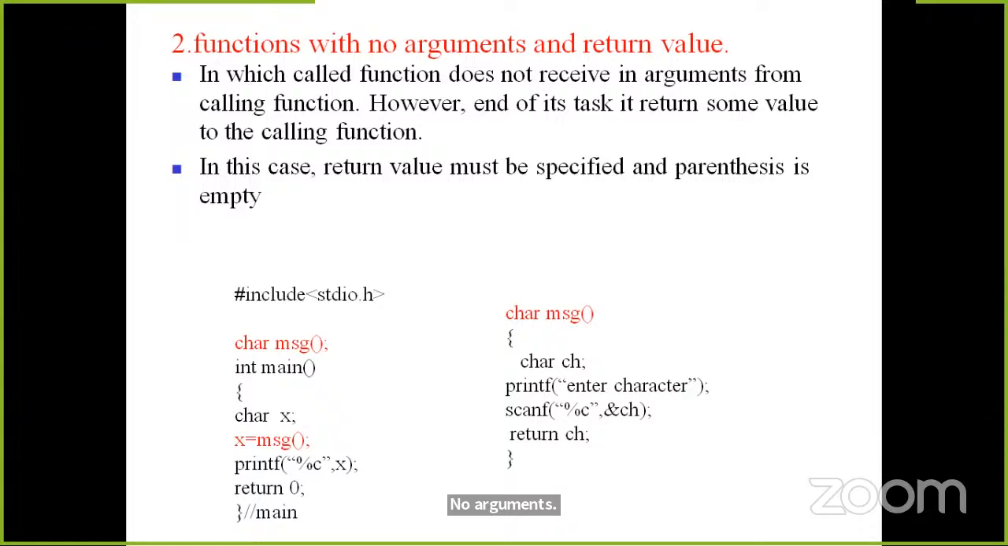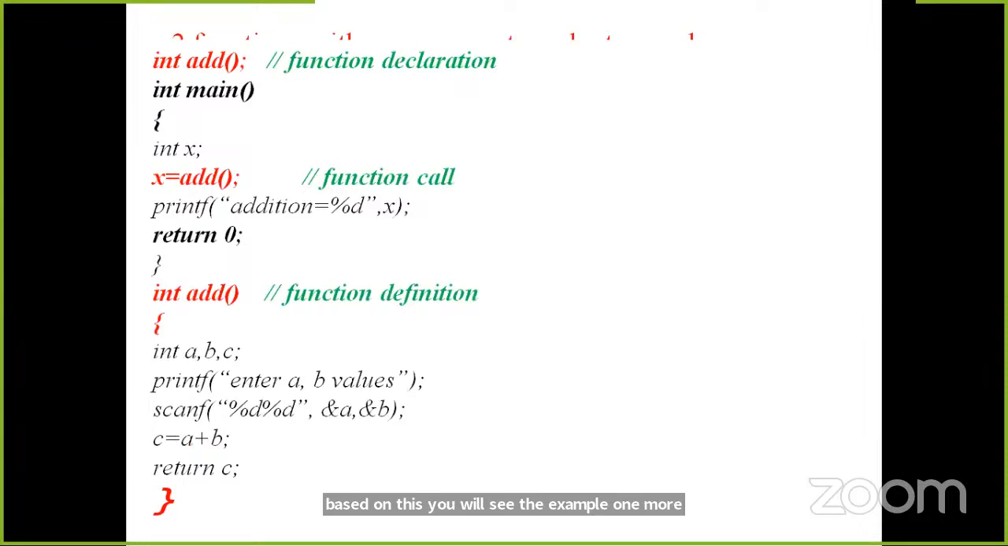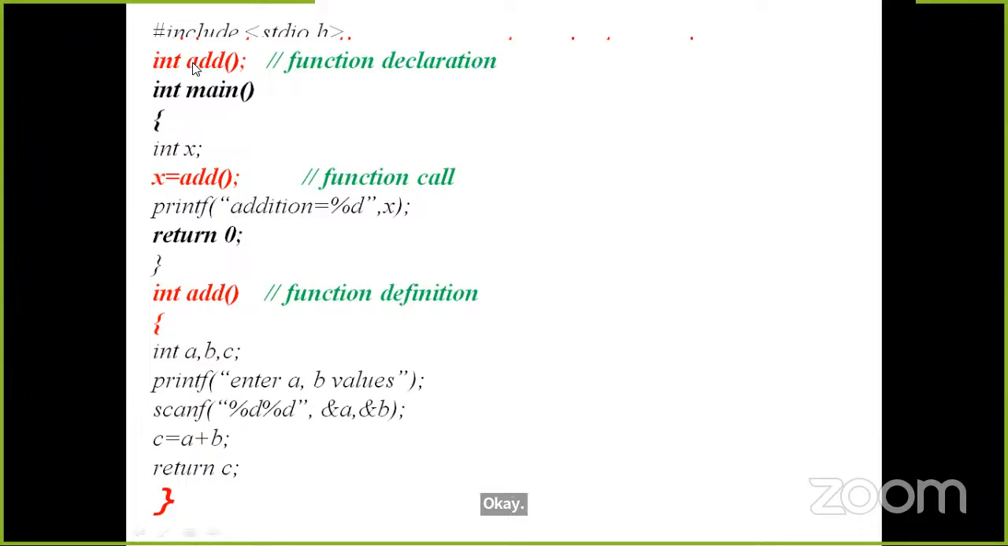Now based on this, we will see the example. One more example. See, it's the same as the previous one, the same thing. Okay. What is that function declaration? Int add. Here I have defined the type also, the data type. So int add. This is called a function declaration.